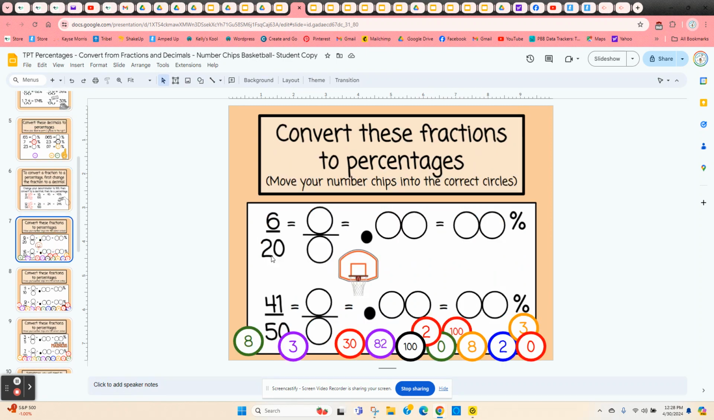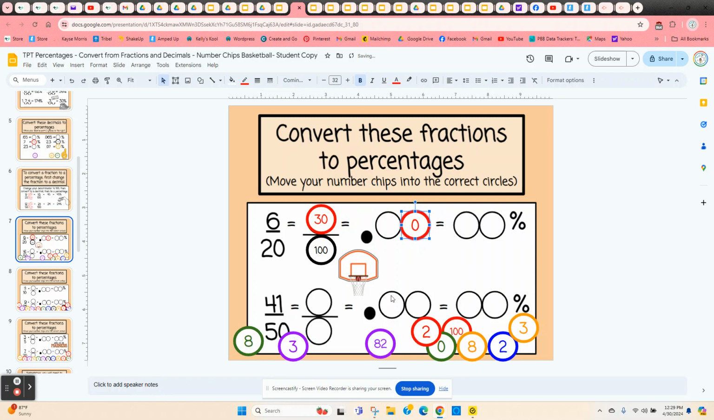So here we know that we have to multiply 20 times 5 to get 100. So we're going to move the 100. And if they multiply the denominator times 5, they have to also multiply the numerator times 5. And they get an equivalent fraction of 30 hundredths. 30 hundredths as a decimal would just be a decimal point and 30 hundredths. And then that would be 30%.